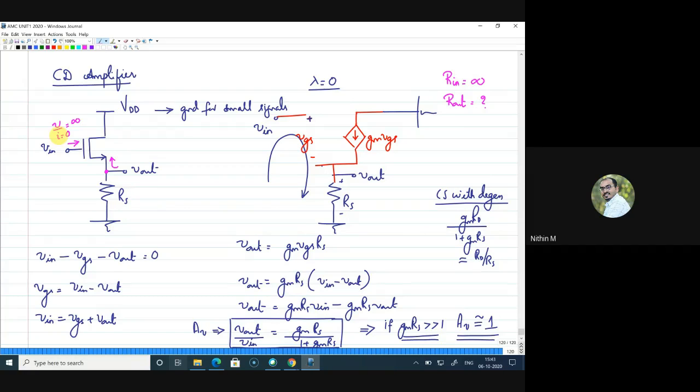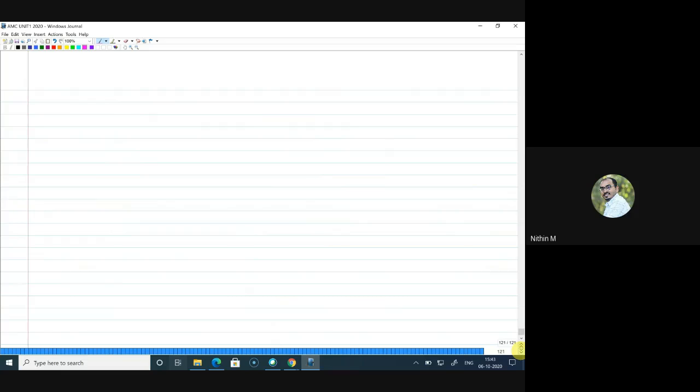Yes, Manikandan, go ahead. Sir, is it 1 by GM parallel to RS? Yes, very good. Mohan, Madhusudan, I saw your responses. It is 1 by GM parallel to RS. So for others who are wondering, I'll explain how it is. R out, I'm finding for the lambda equal to 0 case.